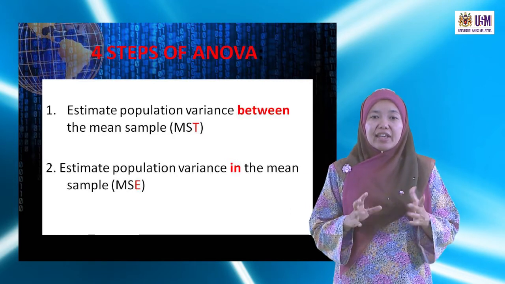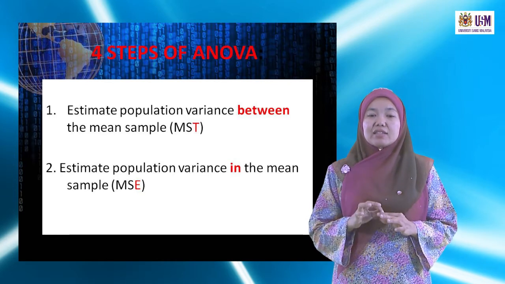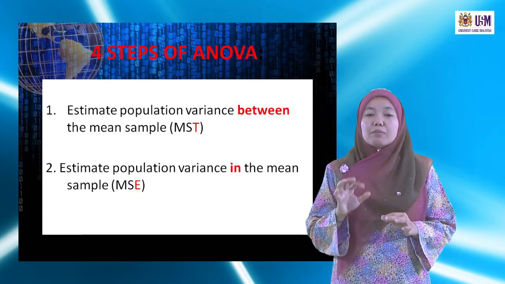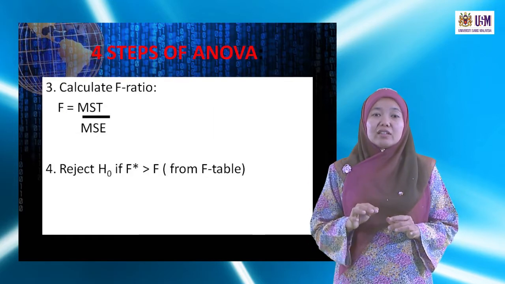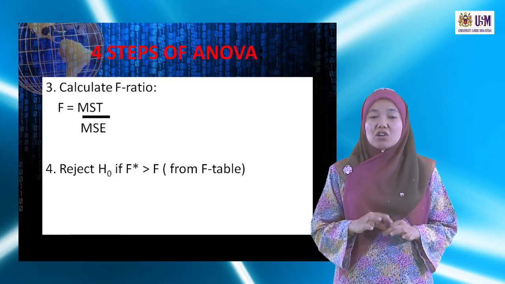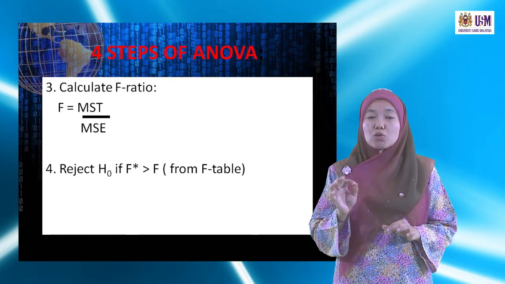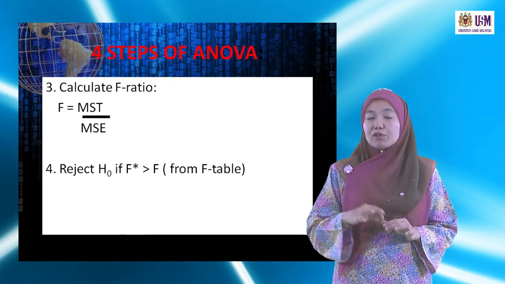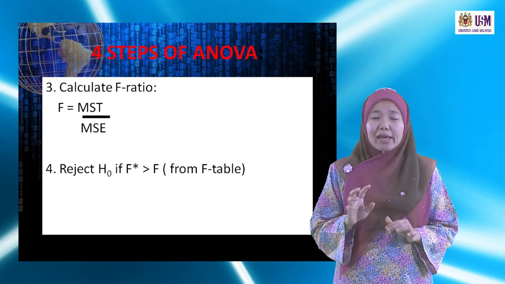Okay? And then the second step, this is where you estimate population variance in the mean sample. So this is known as mean square for error, MSE. In the third step of ANOVA, this is where you can calculate your F statistic or your F ratio. Your F ratio is made up of mean square for treatments or mean square for the groups divided by mean square for error or MSE.